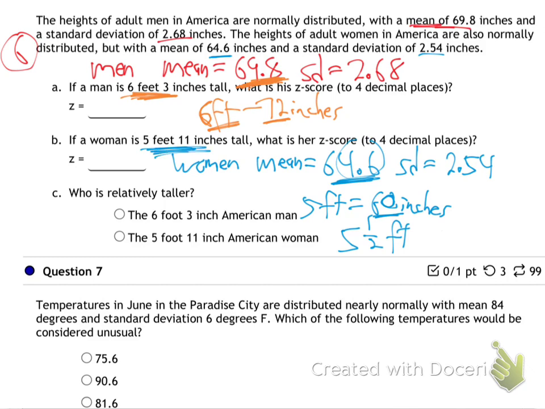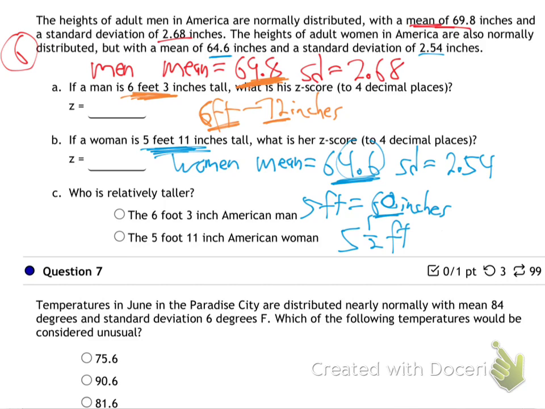Is this 5'11" woman tall? Yes. But who's taller? Well, in an absolute sense, of course, the man is. He's 6'3". But who's taller for their group? So that's what we want to figure out. Is the man taller compared to other men, or the woman compared to other women? Which person is taller for their group?